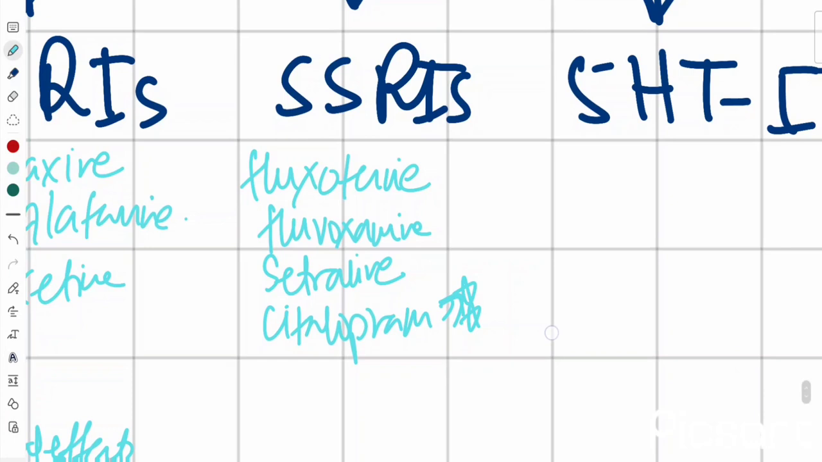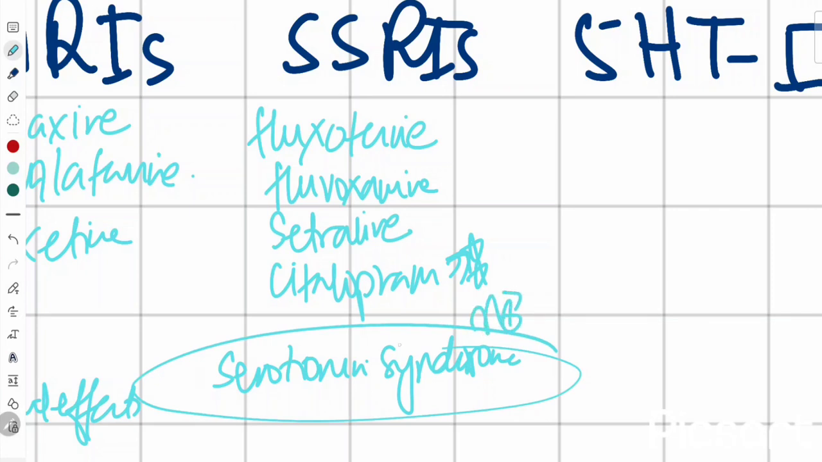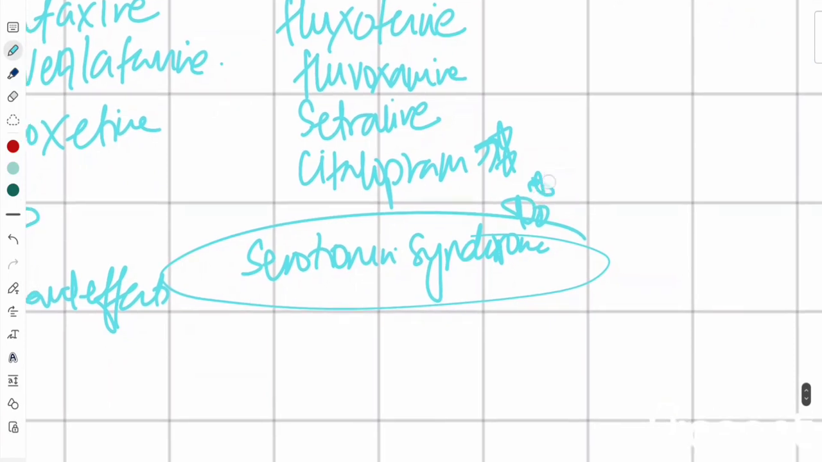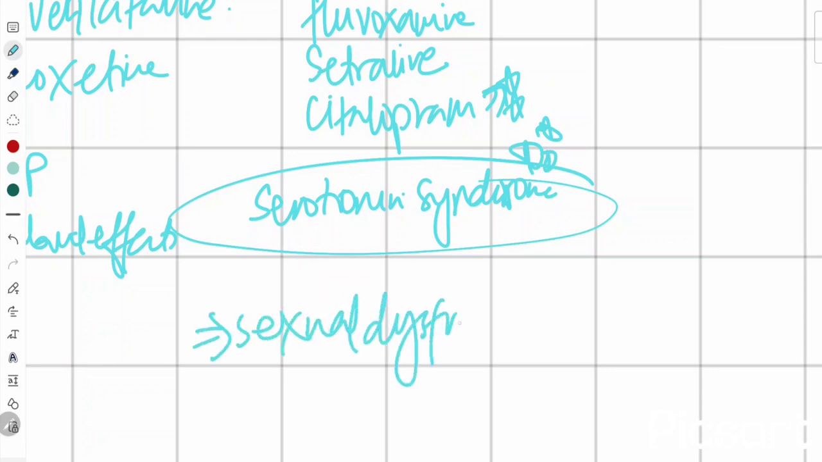And adverse effects are fewer than TCAs, but you can have serotonin syndrome. So we're gonna do serotonin syndrome again in psychiatry, but right here, serotonin syndrome, you need to know that, and I'll do that in another video, what that is. So that serotonin syndrome is the major side effect. And with that, you can also have dysfunction of sexuality. Okay, sexual dysfunction. You can have anorgasmia and decreased libido with increased serotonin. So you know that can also happen.